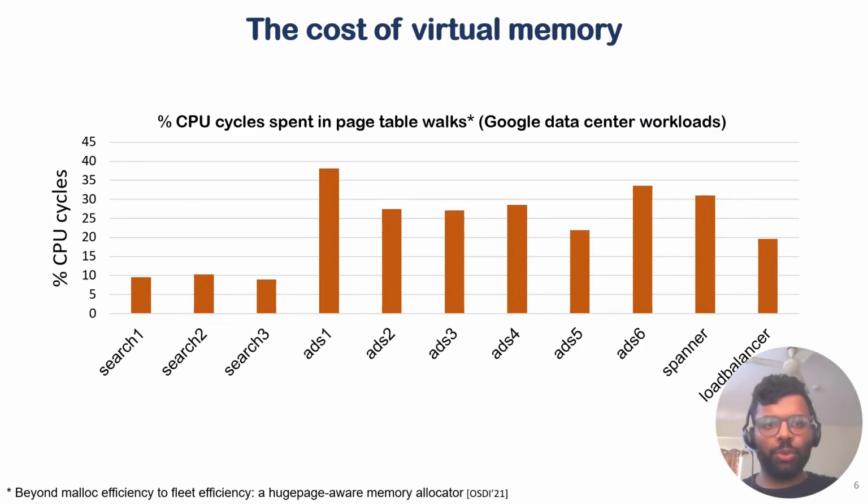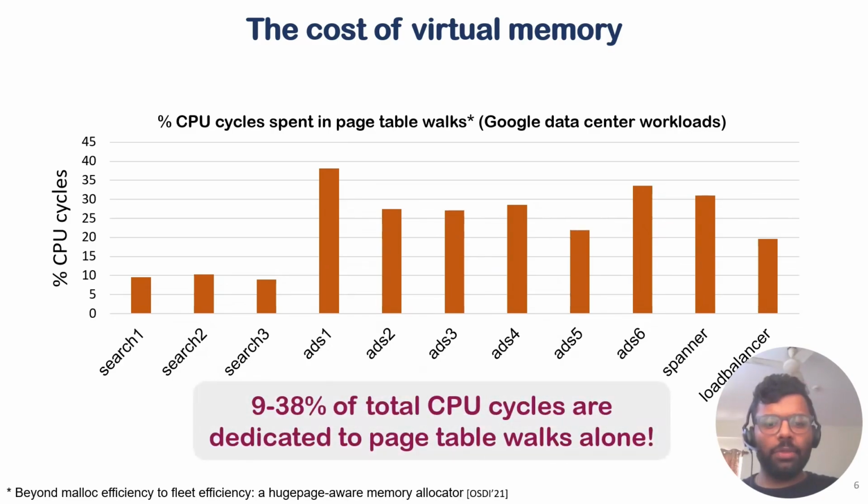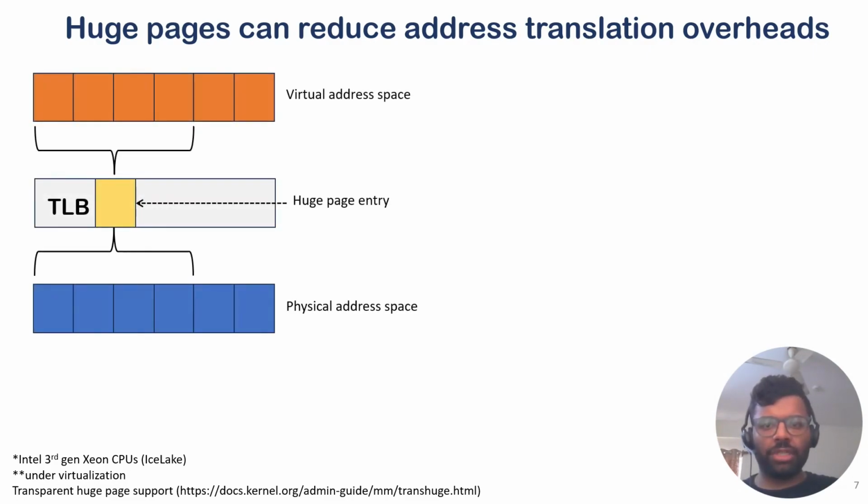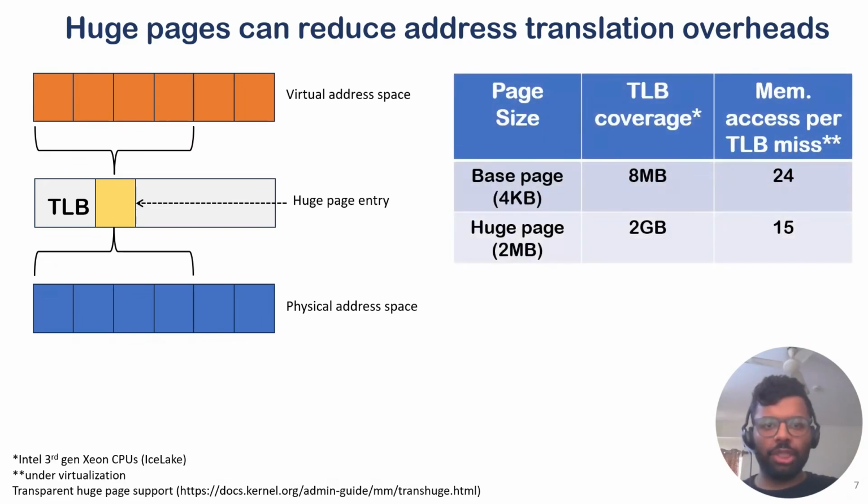Now here is a graph showing the percentage of CPU cycles spent in page table walks by various Google data center workloads. As you can see, 9 to 38% of total CPU cycles are dedicated to page table walks alone. To mitigate the cost of virtual to physical address translation, modern processors support huge pages. A huge page enables the hardware to map a much larger fraction of virtual address space into physical memory via a single TLB entry. Huge pages increase TLB coverage, which in turn reduces the frequency of TLB misses.